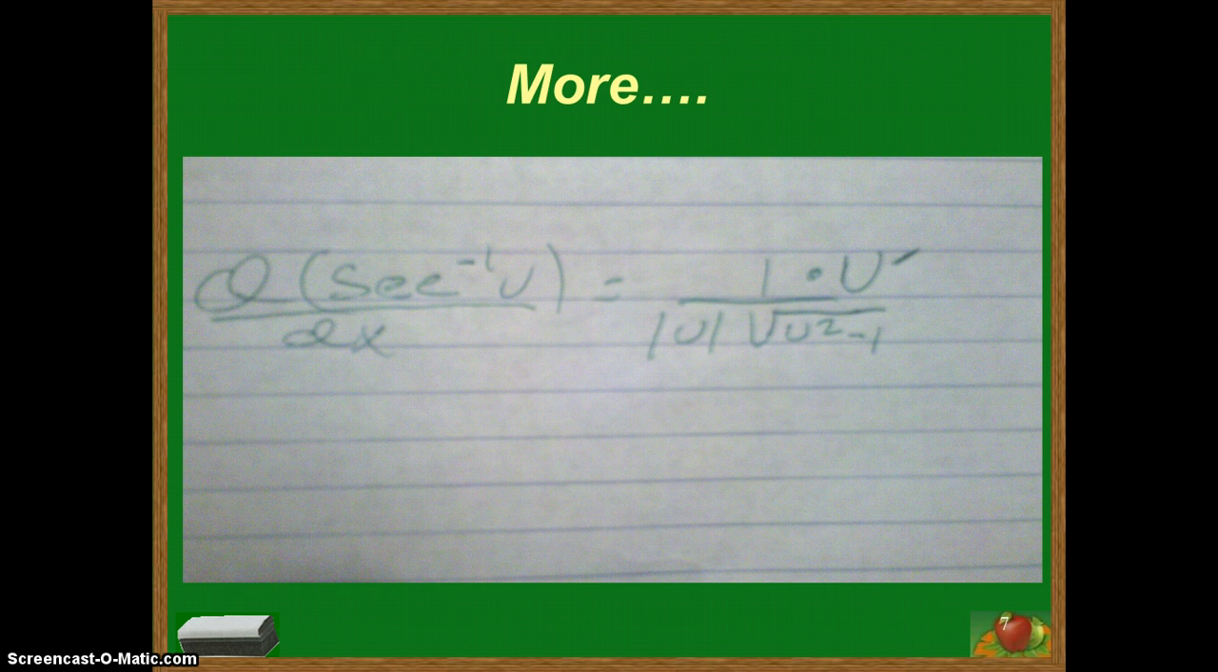One more. The derivative of arcsecant of u is u prime on the top all over the absolute value of u times the square root of u squared minus 1. Okay?